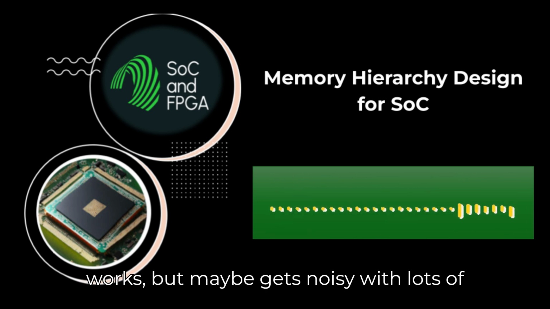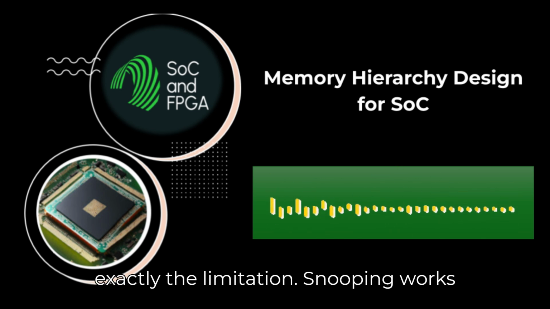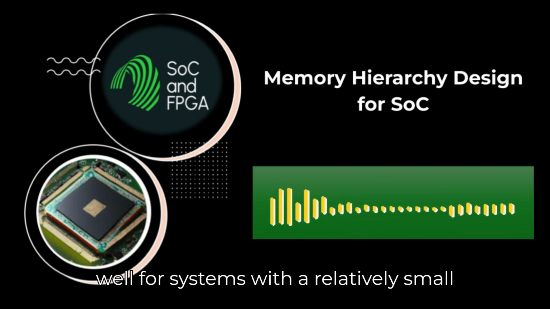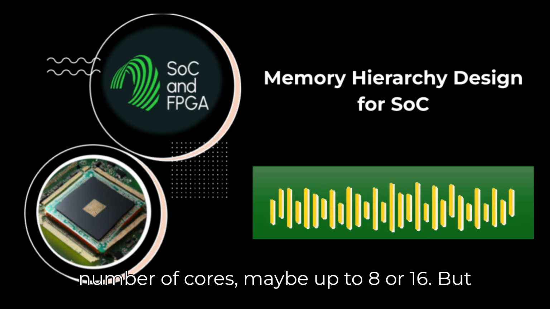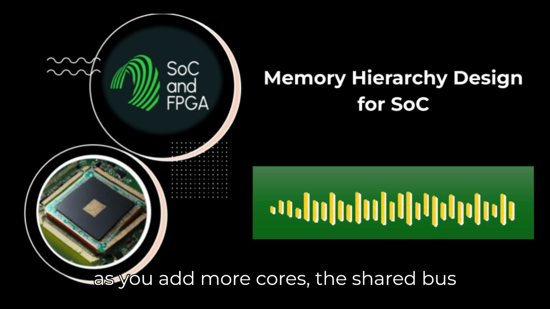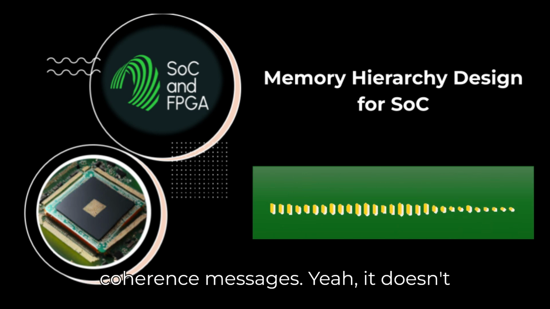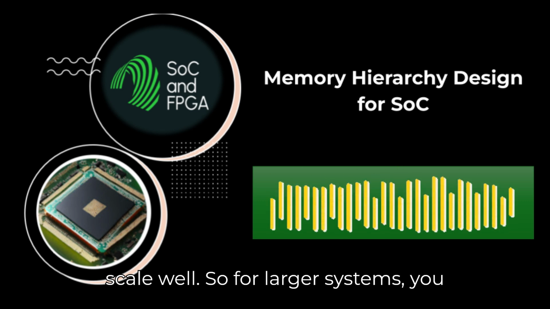That sounds like it works, but maybe gets noisy with lots of cores, all that broadcasting. That's exactly the limitation. Snooping works well for systems with a relatively small number of cores, maybe up to 8 or 16. But as you add more cores, the shared bus becomes saturated with all the broadcast coherence messages. Yeah. It doesn't scale well. So for larger systems, you need something else.